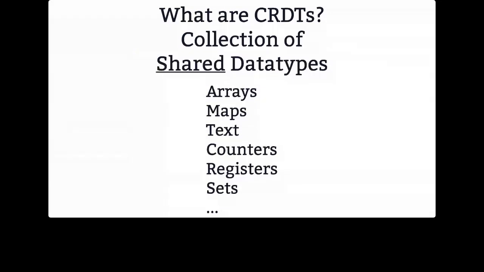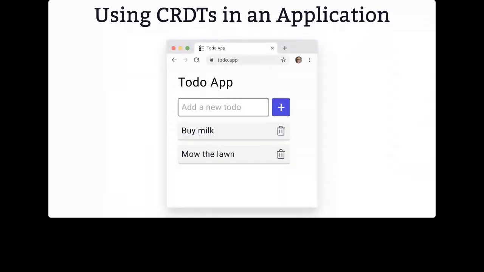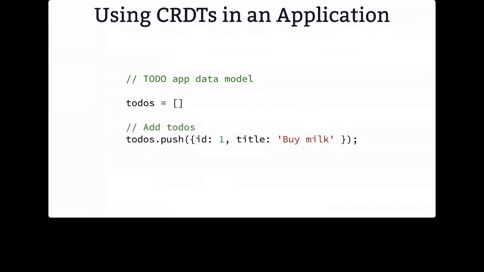Now, we'll talk more about this concept of shared data types in a moment, but first I want to address how you'd use CRDTs in an application. At a high level, using CRDTs isn't all that different from other data types that you're likely familiar with. So for example, if you were going to write a to-do app, your application's data model might look something like this, where you're storing to-dos in an array, and then you'd add to-do items like this, where each to-do item is a record with meaningful properties.